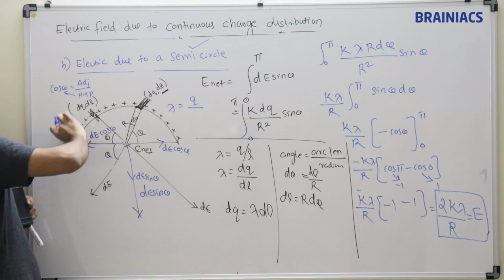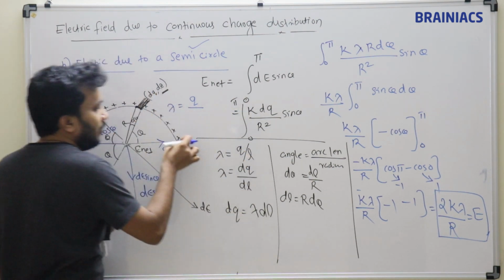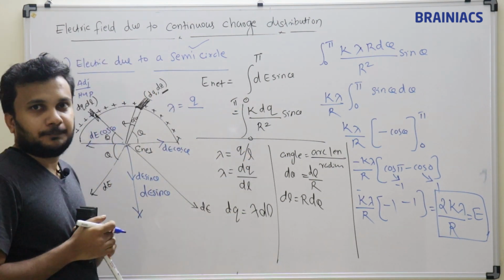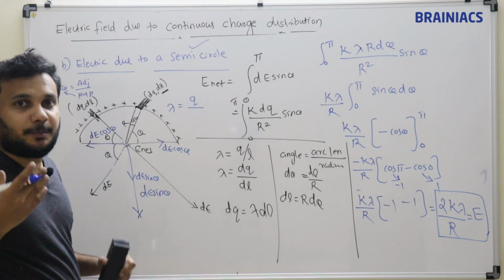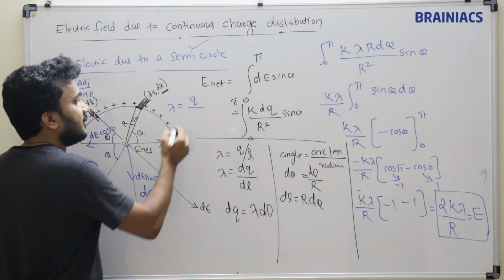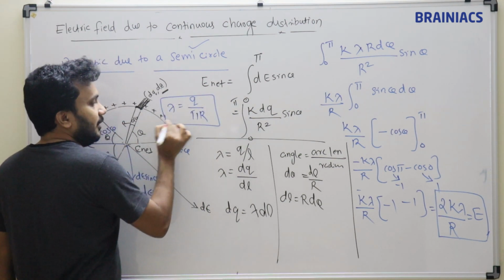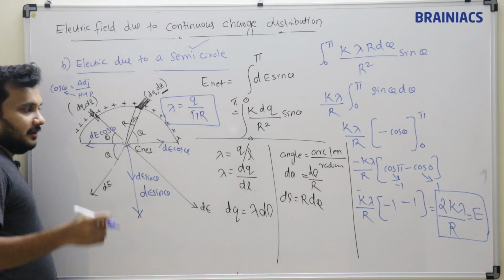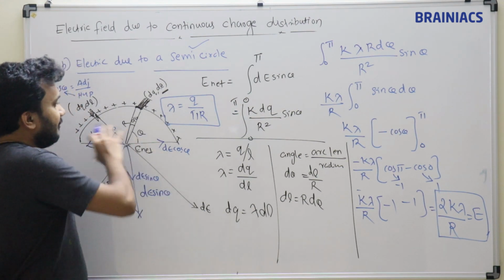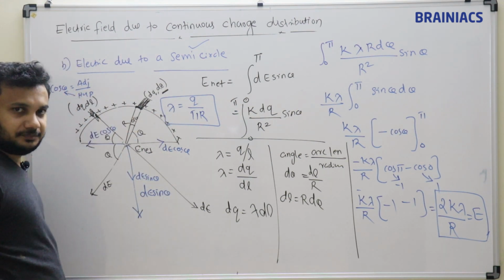What is the length of this one? This I have written as length. So what is the length of a half circle? A full circle length is 2 pi r, perimeter of the circle. So half circle is how much? Pi r.